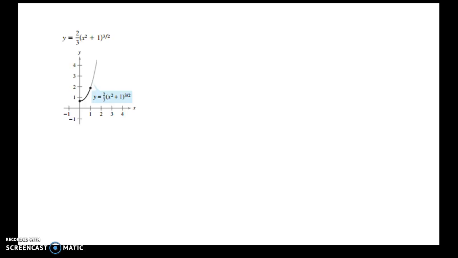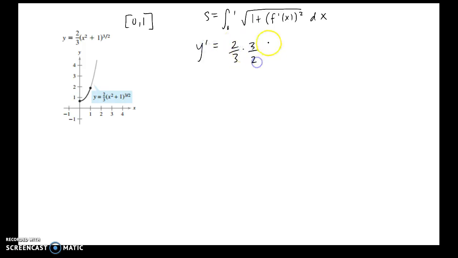All right, so we have a smooth curve, and it is defined from 0 to 1. All right, so I'm going to do the square root 1 plus f prime of x squared. So I'm going to do the algebra behind it before I even plug it into the integral. All right, so first let's start with the derivative. So y prime, using our power and chain rule, subtract 1, multiply by 2x. Okay, so now I have y prime is 2x times the square root of x squared plus 1.